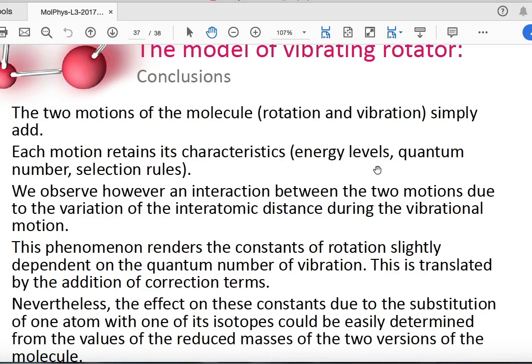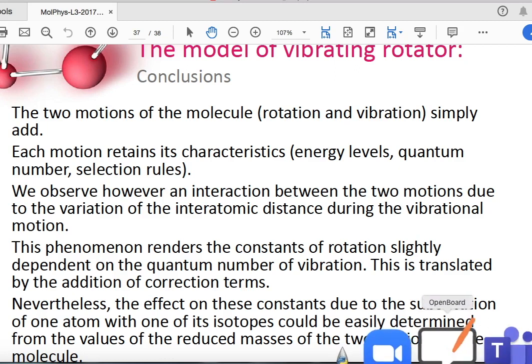Between these levels of vibration, we can do jumps in rotational levels, but respecting the rule either delta J equal plus 1, and this will give us the rich band, or branch of lines, and delta J equal minus 1 gives us the poor side of the band, which is the poor branch of spectral lines.